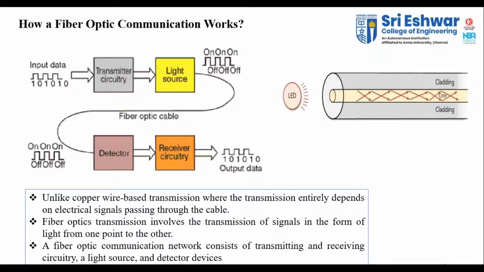What is red and black? It is acting as a phase and neutral. What is your green? It is acting as an earth wire. Okay. The same way here, first inner part is nothing but core. The outer part is nothing but cladding.